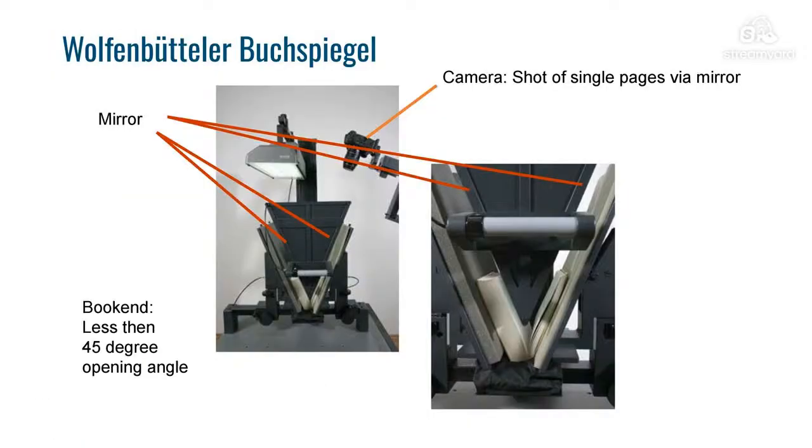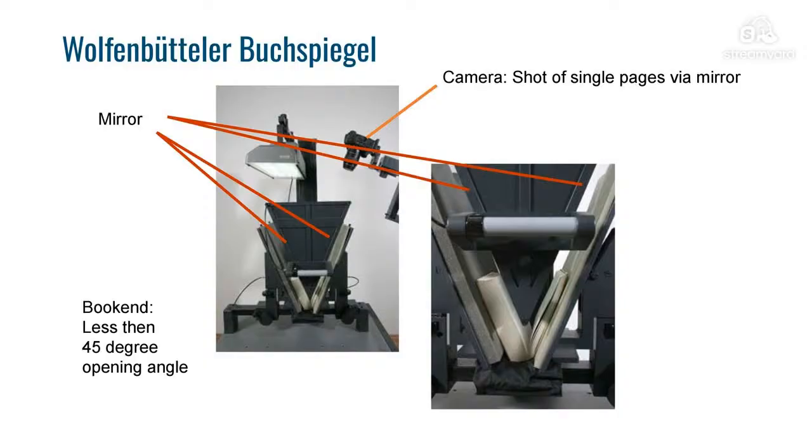There are also tools to digitize more fragile books, for example, the so-called Wolfenbüttler book mirror. And it's used for books that you should not open for more than 45 degrees. And you take pictures by photographing through a mirror.